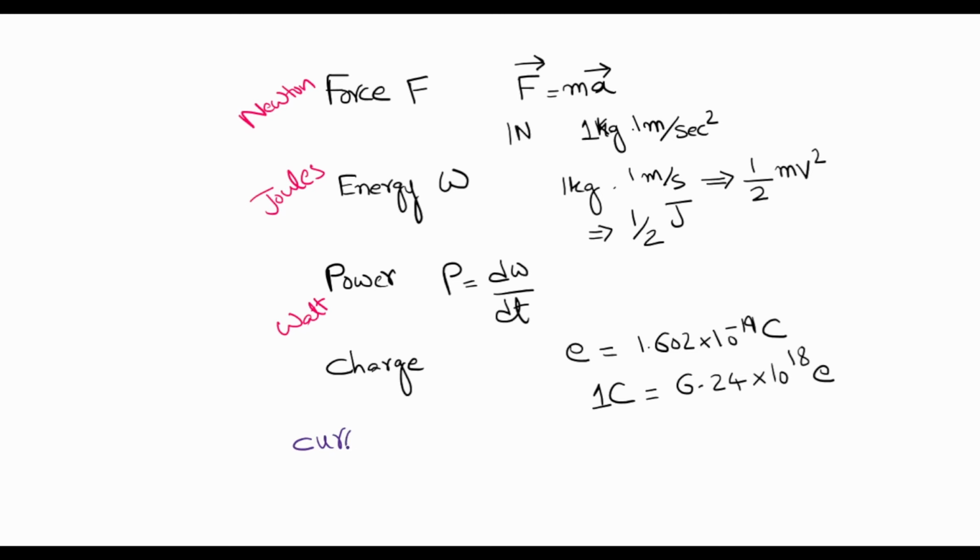Now current, as we know, is defined as the rate of change of charges, so dq by dt. And from here we can see that the unit would be coulombs per second, and it is named after the great electrical engineer Ampere. The unit of current is ampere.